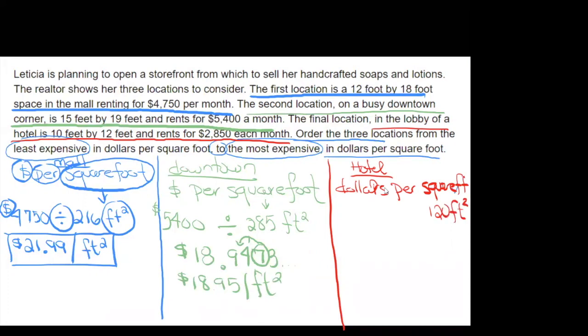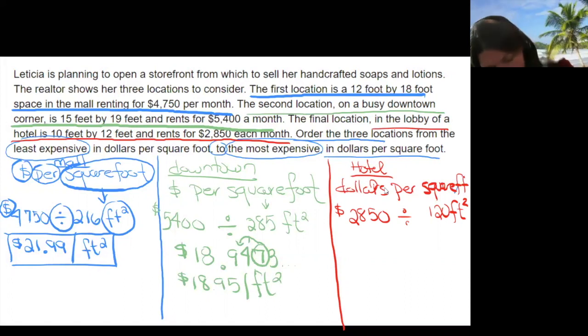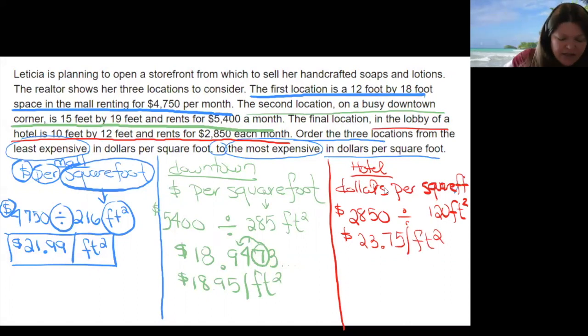Wonderful. I will take $2,850 and divide by the square footage to get the dollars per square foot. 23.75. That's expensive. We didn't even have to round that time. Beautiful. Now we finally have what we need in order to do what they asked us to do, which is order these from the least expensive to the most expensive.